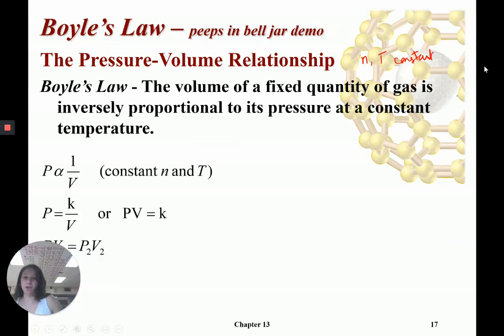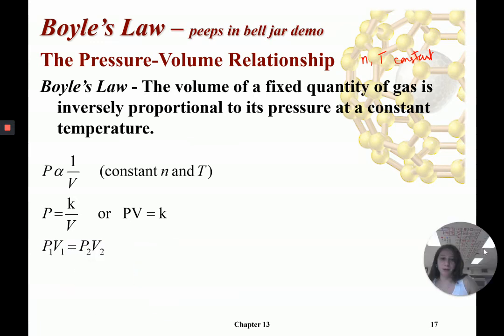So it's an inverse relationship. You also need to know it in terms of a mathematical equation. So P is proportional, this alpha sign means proportional, to 1 over V because it's an inverse relationship. To remove a proportionality symbol, you put an equal sign and a constant. So you can say P is equal to a constant over V.